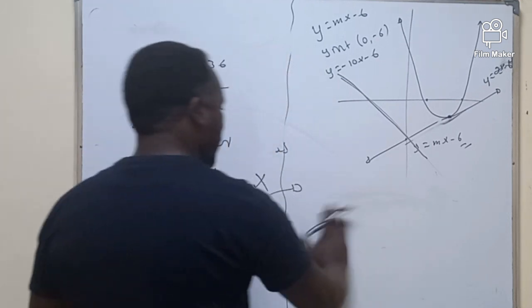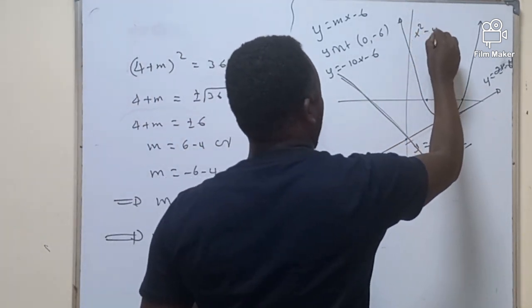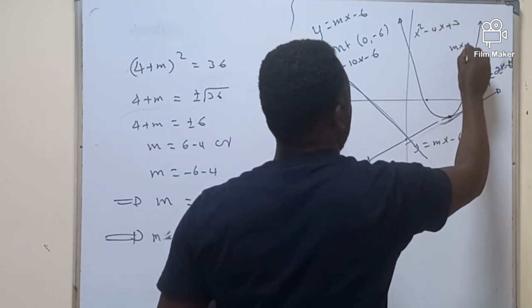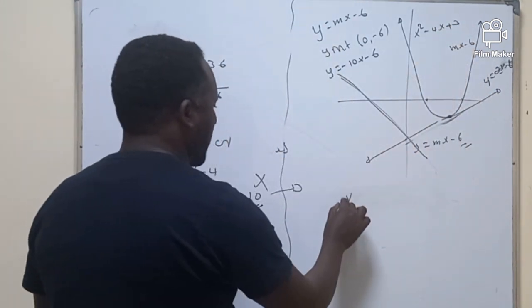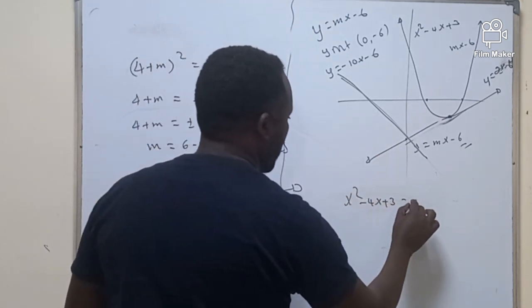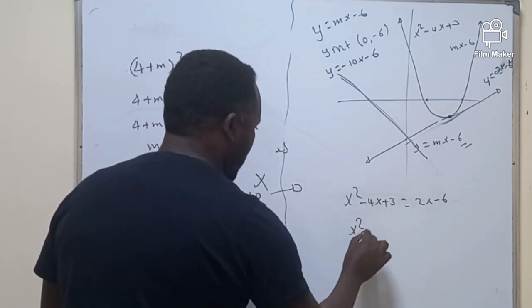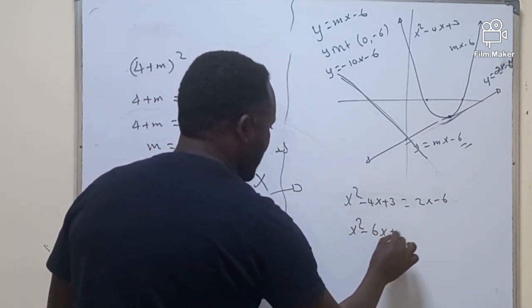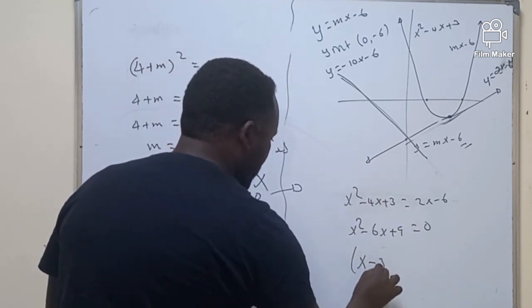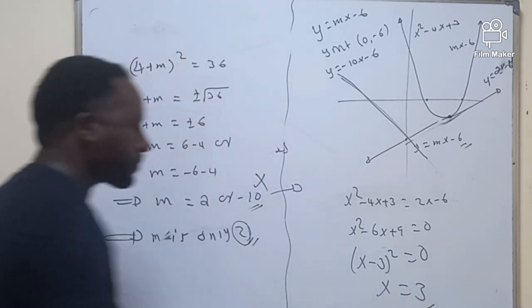You know that at the very beginning, the equation of the curve is x squared minus 4x plus 3, and the line is exactly mx minus 6. When we equate them, x squared minus 4x plus 3 is going to be 2x minus 6. So let's bring everything to one side: x squared minus 6x plus 9 is going to be 0. This means that x minus 3, the whole square, is going to be 0. So x is going to be 3.